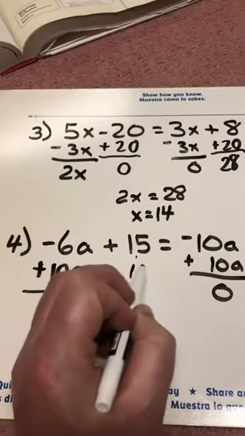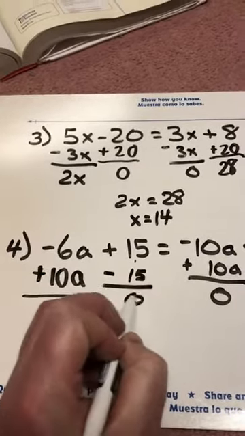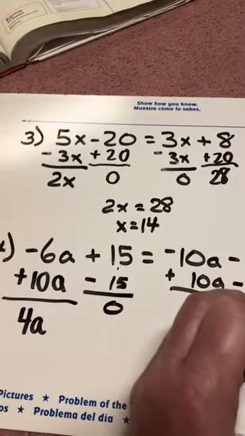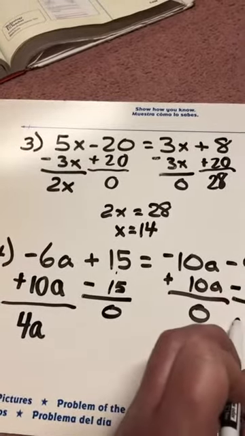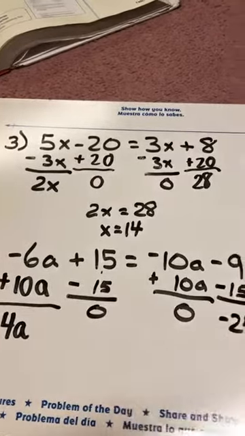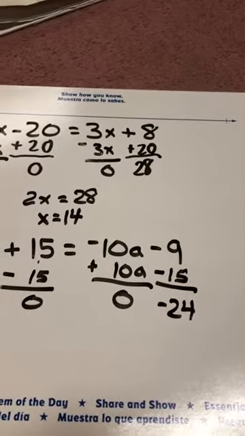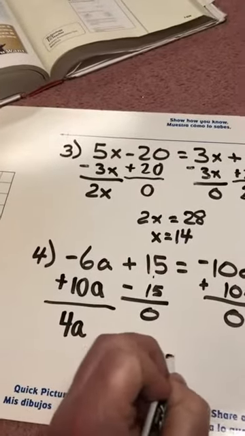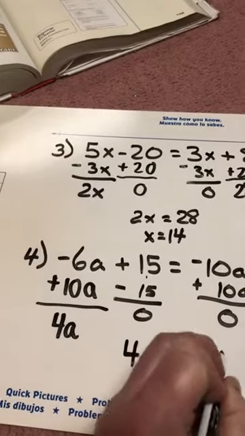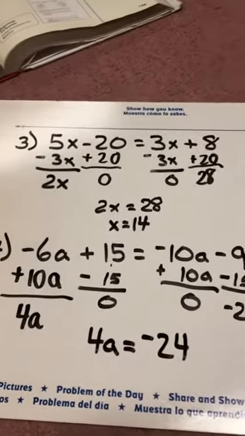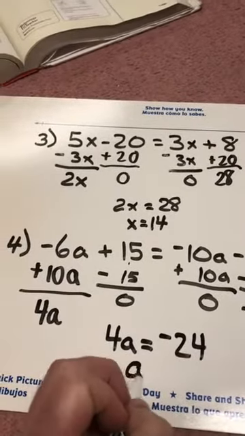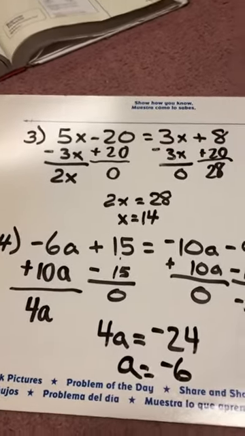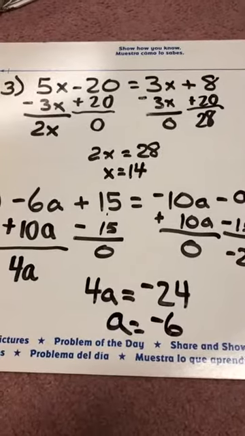So I'm going to subtract 15 from both sides. That's going to give me 0. I'm going to do negative 9 minus 15. Negative 9 minus 15 is going to give me negative 24. So that leaves me now with 4a equals negative 24. If 4a equals negative 24, a equals negative 6. Negative 24 divided by 4 is negative 6.